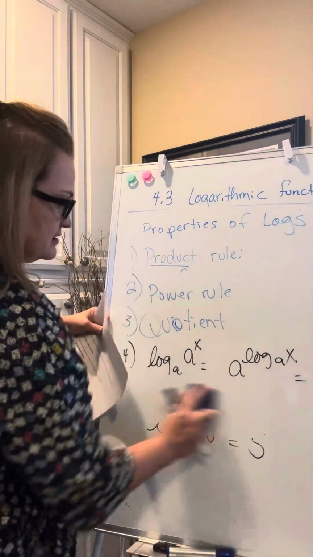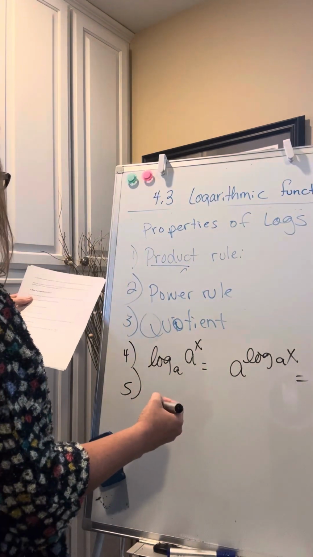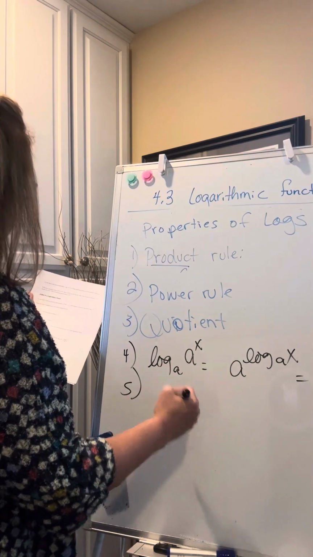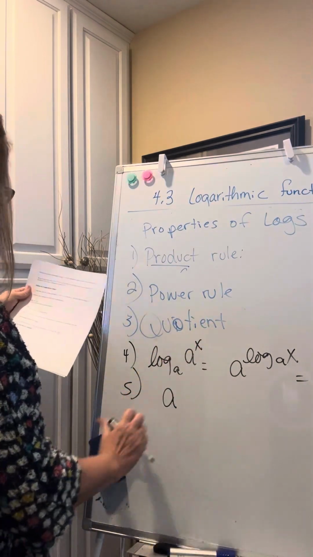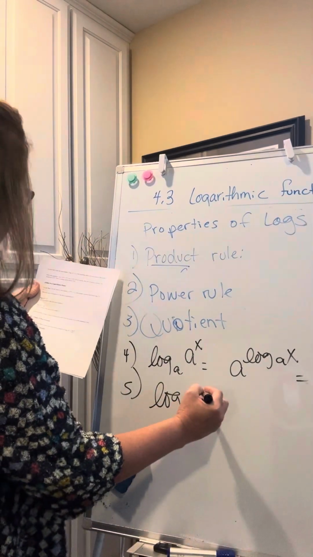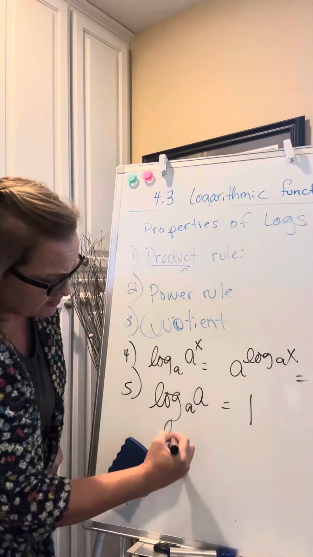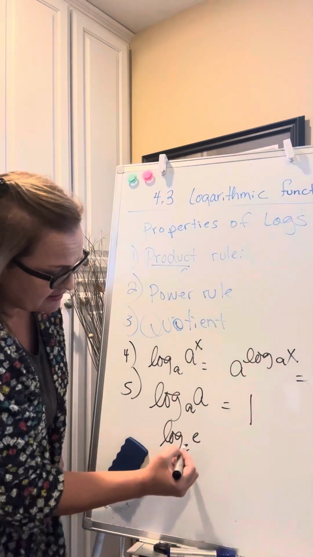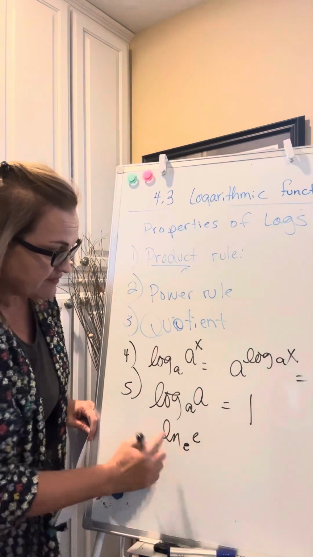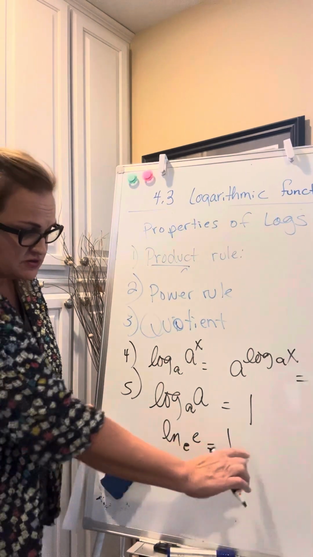Next, here's another form you could see it in. Oh, that's the same thing we just did there. Okay, the next new one: if we have log base A of A like that, it equals 1. And we've seen this before, like log base E of E, or ln of E is probably a better way to say that. If you have ln of E, that is 1. Check that on your calculator.